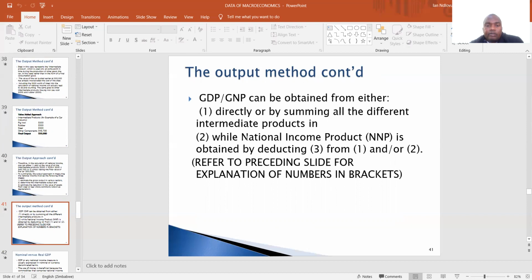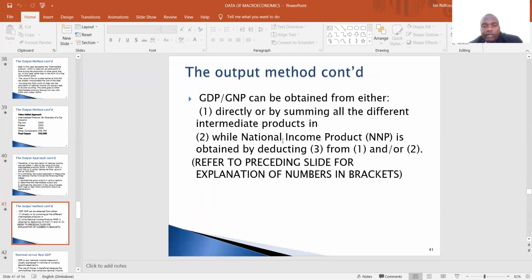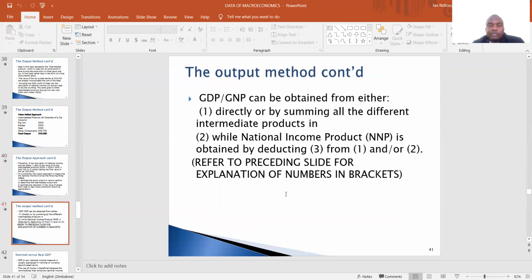In two, while national income product or net national product is obtained by deducting three from one, deducting three, which is depreciation, from the gross output in various sectors.